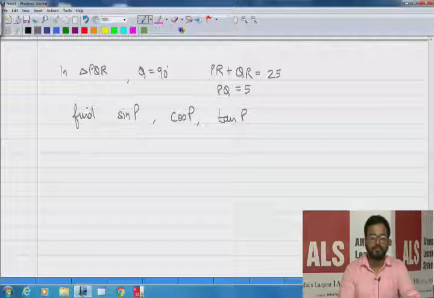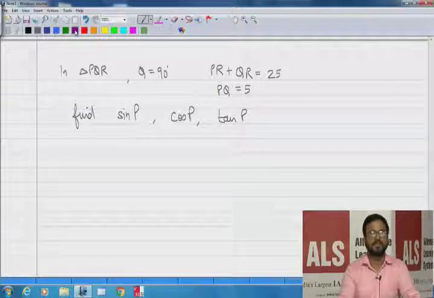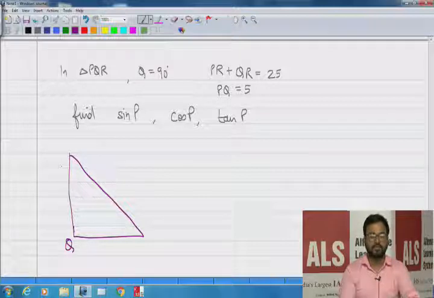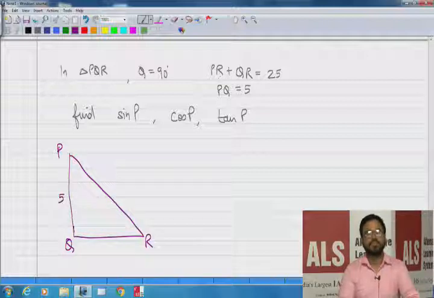What you can do? First of all, the first step you have to do is always draw the right angle triangle. Second step is, Q is this one, so you can take P this one, R this one. Now PQ is 5, so this side is 5. PR plus QR is 25. So let's say if my QR is X, so PR is 25 minus X, because the sum of these two sides is 25.